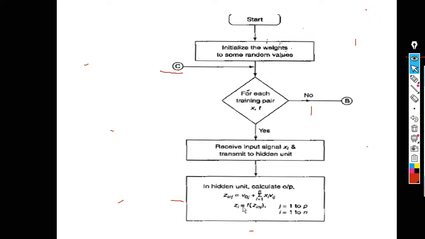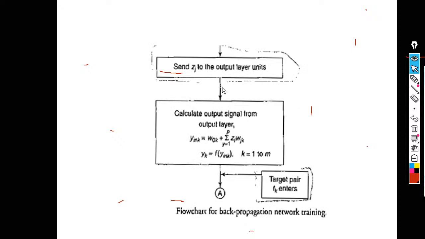It depends how many hidden neurons are there, that many number of times we will calculate Z1, Z2, Z3, like that. So this is the next, in hidden unit calculate the output. Then after this, send the ZJ output to the output layer unit. So for every output we can send those outputs to the next layer, that is the Y. And for every Y neuron we can calculate the total input which is coming to Y, and then we can calculate the output of that Y neuron, right? So we calculate the output signal from the output layer, and that we will get as A, right?